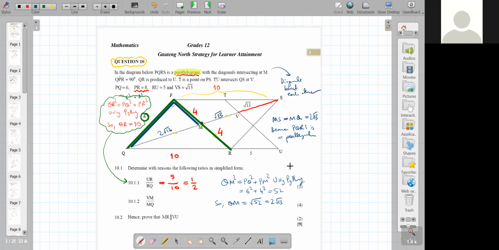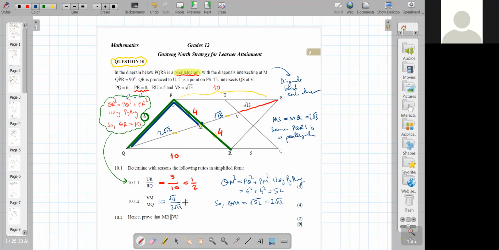Actually, after writing this, we have the idea. What is VM? VM is root 13. That's it. And then what is MQ? MQ is 2 root 13. That's it. And so the answer is 1 over 2. Okay, both answers we end up with 1 over 2.